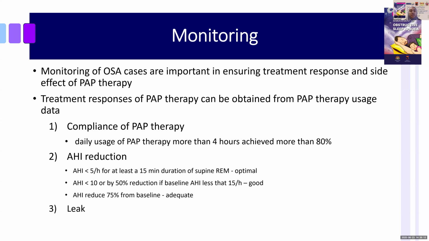So there's a reduction in AHI. There should be AHI of less than 5 for at least 15-minute duration of supine REM, AHI less than 10 or reduction by 50% if baseline AHI is less than 15. And also if they reduce the AHI 75% from baseline, it is considered adequate. And we also need to address the leak that they have from the mask.